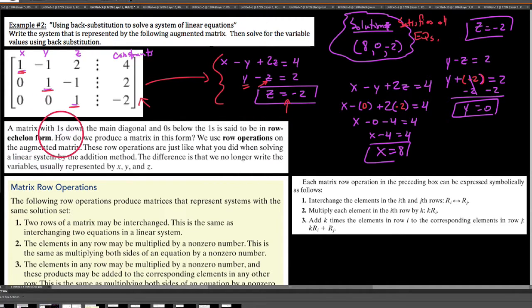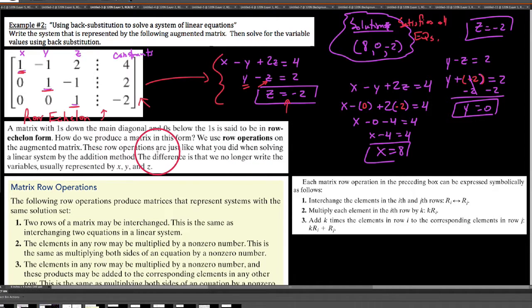So just to be clear, a matrix with ones down the main diagonal and zeros below the ones is said to be in row echelon form. Okay, row echelon form is this form that this one is in right here. But asking this question, how do we produce a matrix in this form? The answer is that we use row operations on the augmented matrix.